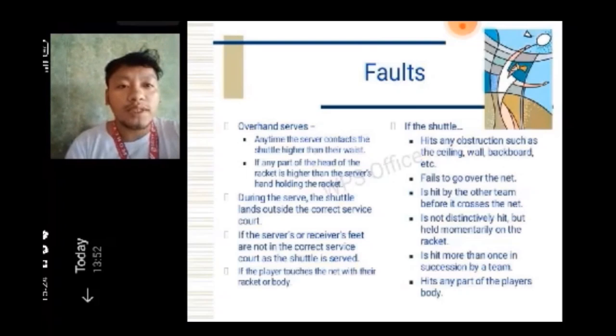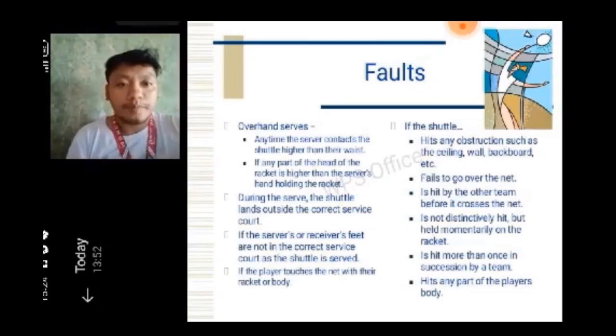Next is if the server or receiver feet are not in the correct service court as the shuttle is served. If ang imuha daw tiil is naa sa proper nga position. So if dili na siya proper, kanang nagpataka ra kag butang sa imong mga tiil, is fault na siya.